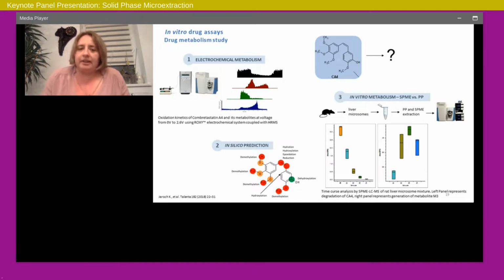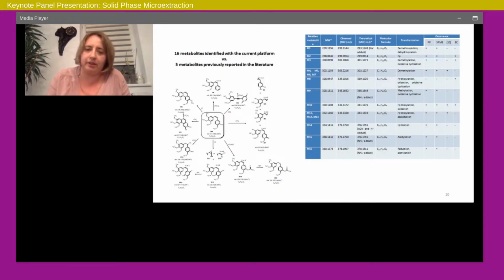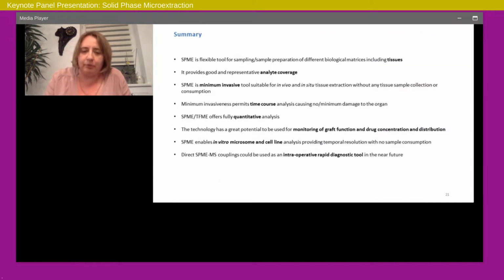We compared this data with electrochemical metabolism detection, and then we verified with in silico prediction. And as you can see, we've been able to increase the number of metabolites from 5 to 16 with the proposed approach. So basically, to sum up, you can see that SPME is very flexible technology. It can be used in high throughput mode, and it can be used in just the fiber mode to have very low invasive sampling. So you can easily sample very complex matrices, including tissues.